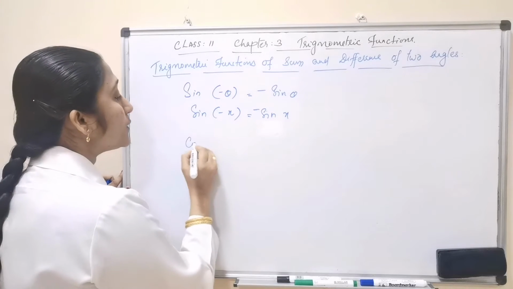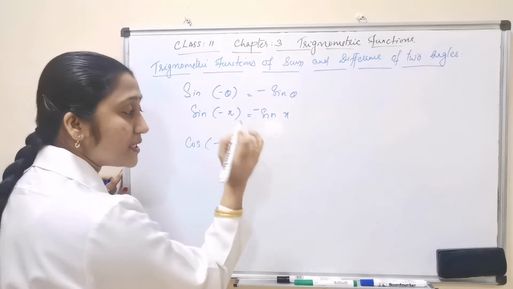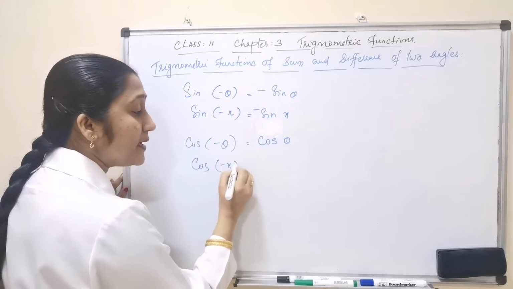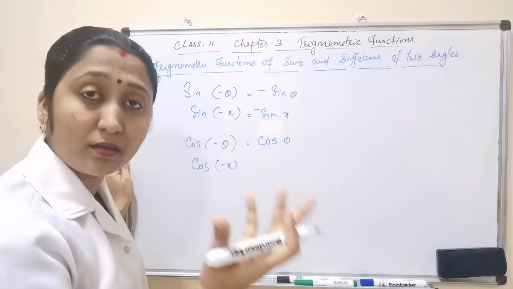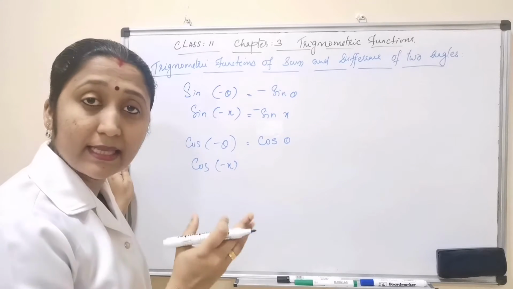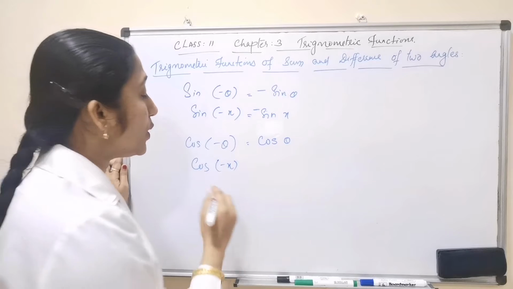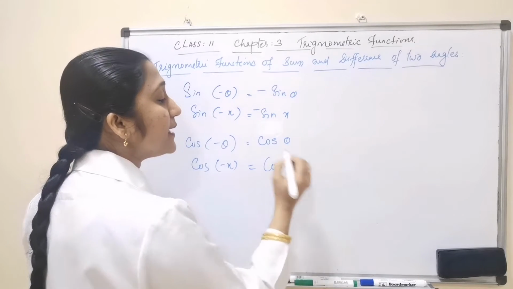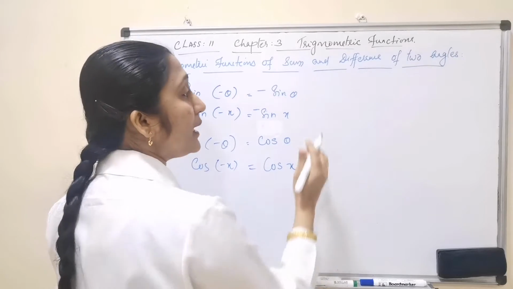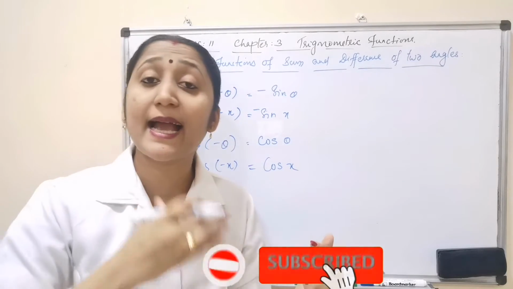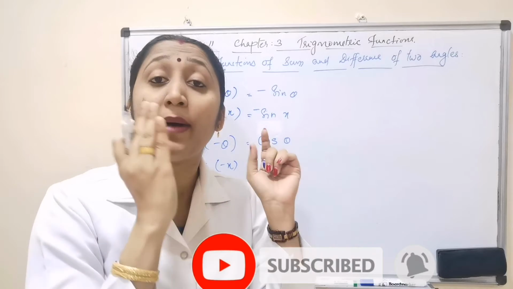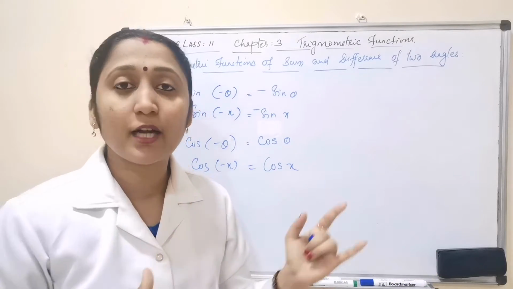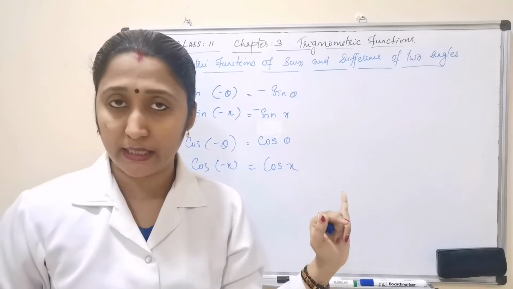Next, cos of minus theta, which is nothing but cos theta, or cos of minus x. The angle is x or theta; generally, we can say the angle is theta. So, cos of minus theta is equal to cos theta, or cos of minus x is equal to cos x. So, for a negative angle, sine of minus theta is minus sine theta, and cos of minus theta is equal to cos theta. These are the two important things.